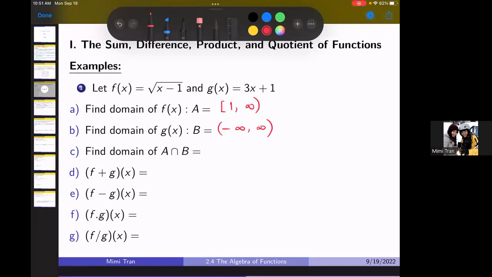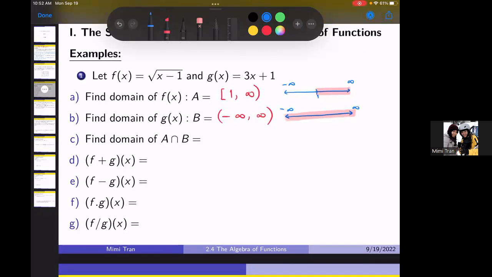Now, I need to find the domain of A intersection B. So what do you think? If you doubt yourself, you can always draw it out. So I'm drawing two lines for two domains there. The first one, I'm going from one to infinity. The second one, I'm going all the way. So what's A intersection B? We're going to start at a point and end at a point. Yeah, one to infinity. Intersection, right? You're going to choose the common area.